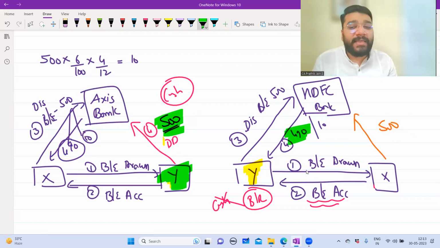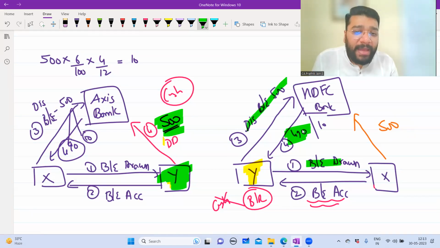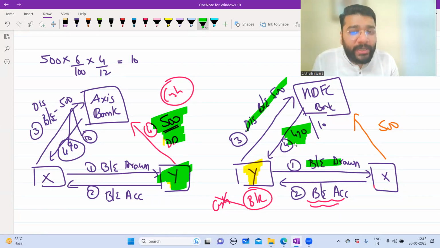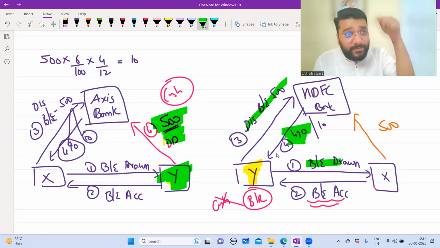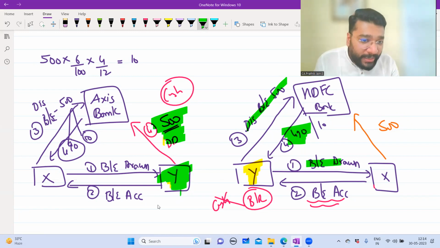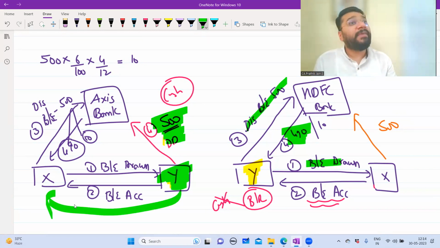Y has drawn a bill on X, X accepted and gave it back, and Y has already discounted it with the bank at 490. So on the due date, Y has to pay 500, but that money is already got from X in the form of a bill on the issue date itself, in advance. On the maturity date, do you think X will again pay 490 to Y? Not possible. If Y goes and asks X to pay him 490 rupees, X will kick him.